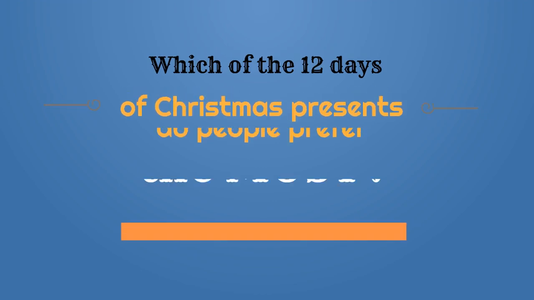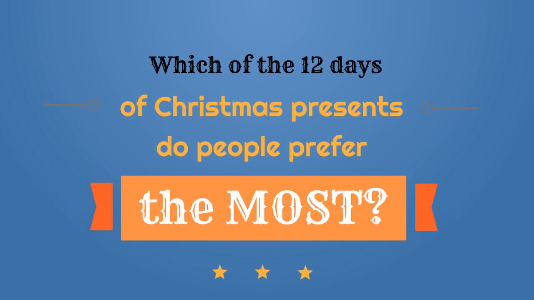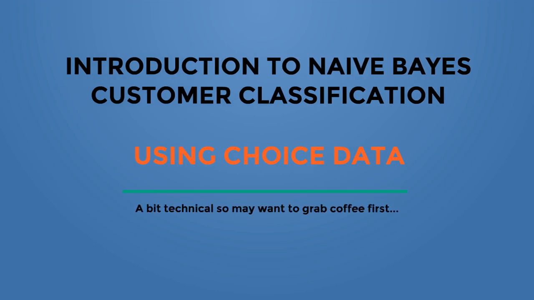So on the 12 Days of Christmas, my true love gave to me 12 different things, and right about the time when she handed me calling birds, I started to wonder, do people actually want these things? This may be the perfect excuse to introduce naive Bayes customer classification using choice data. Heads up, parts of it may be a little bit technical, so be warned.